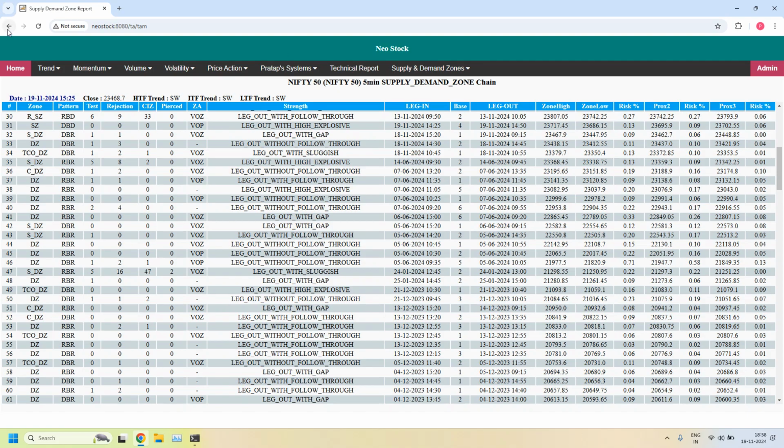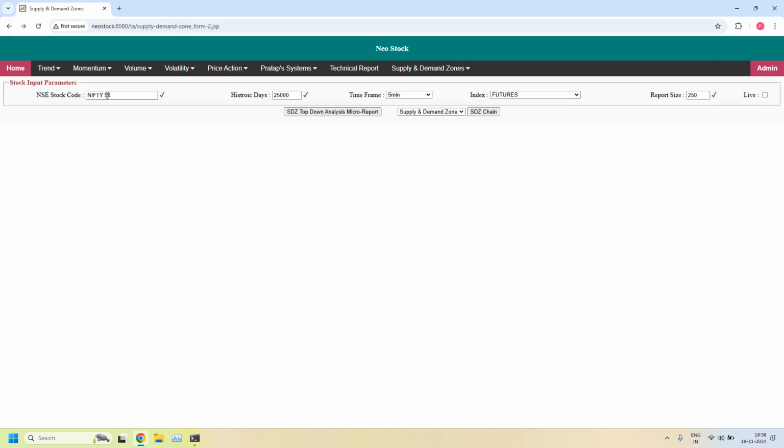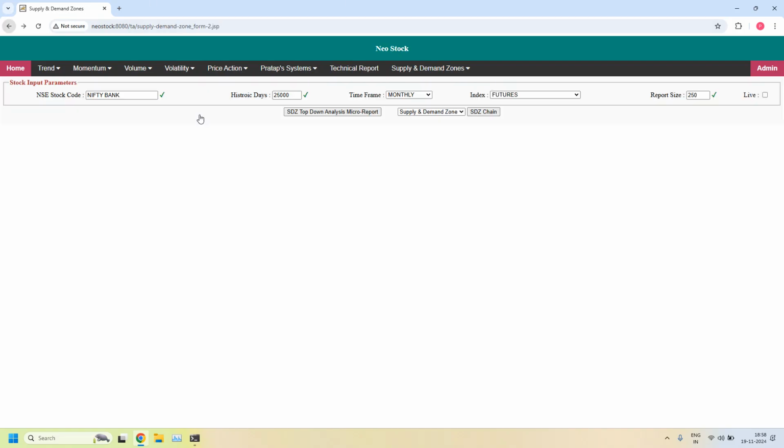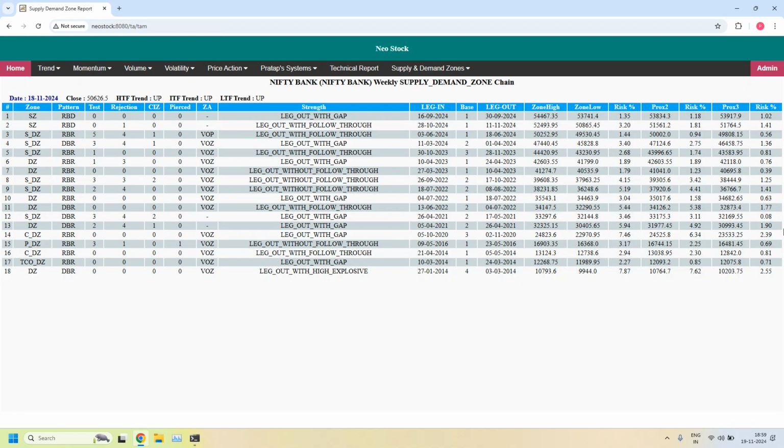Next, let us generate Bank Nifty supply demand zone chain. That is nothing but Nifty Bank. Let's start with the monthly time frame. Generating monthly supply demand zone chain for Bank Nifty. Next time frame is weekly. So weekly supply demand zone chain for Bank Nifty.